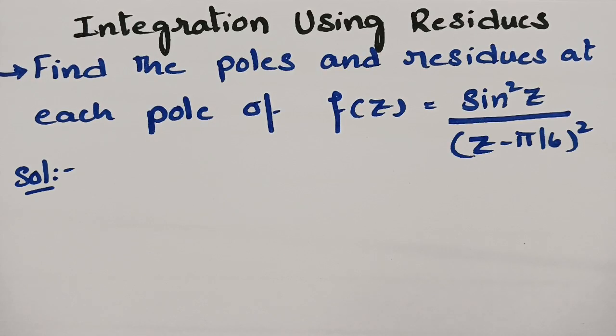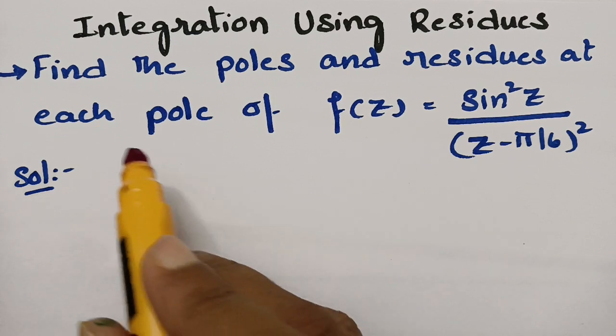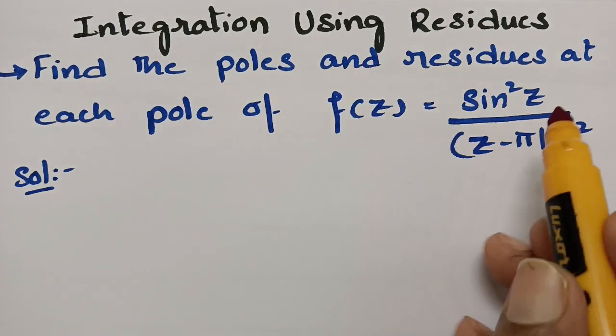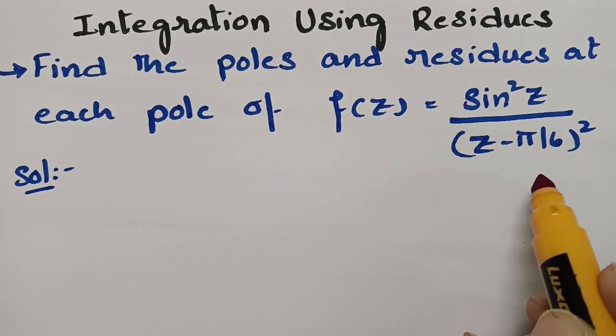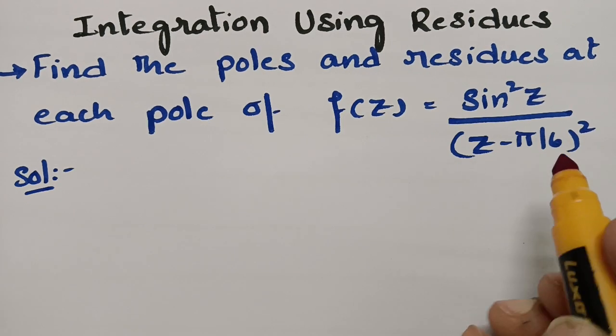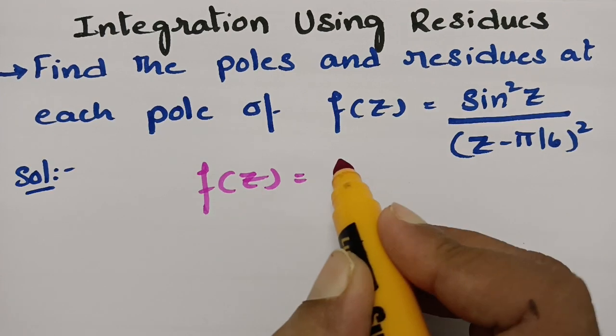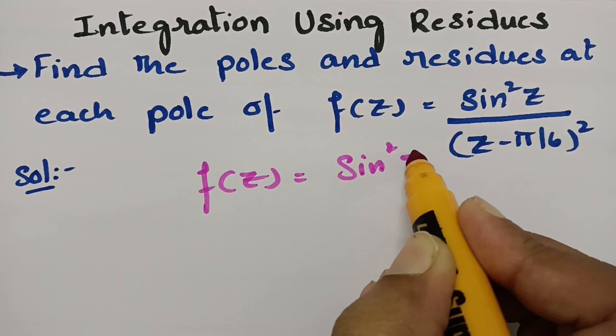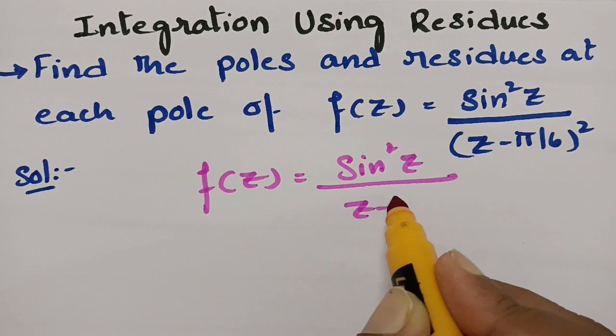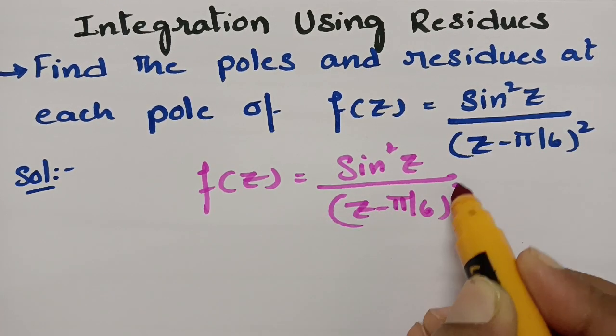This video is on integration using residues. In today's video, we are going to find the poles and the residues at each point of f of z. So here in the question, what is f of z given? F of z is given as sine square z by (z minus pi by 6) whole square.